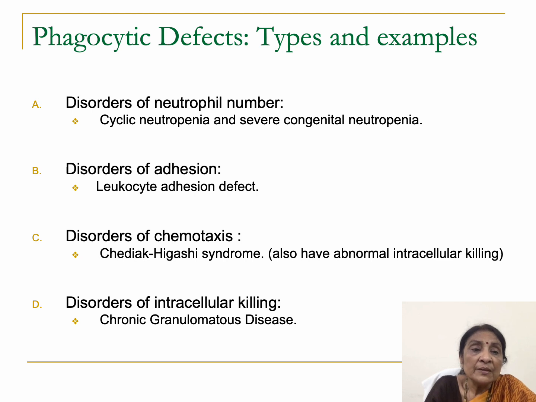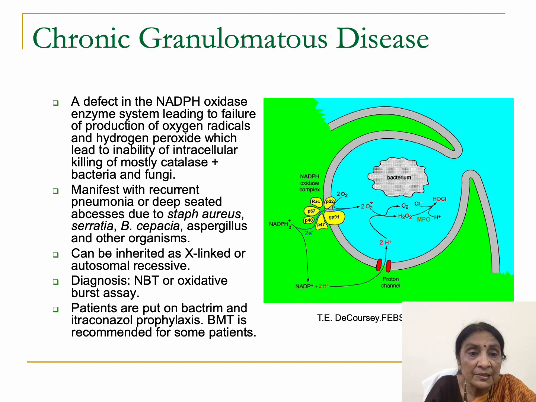Phagocytic defects, disorders of neutrophil: cyclic neutropenia or severe congenital neutropenia, disorders of adhesion like leukocyte adhesion defect, disorders of chemotaxis like Chediak-Higashi syndrome. They also have abnormal intracellular killing, disorders of intracellular killing like chronic granulomatous disease.